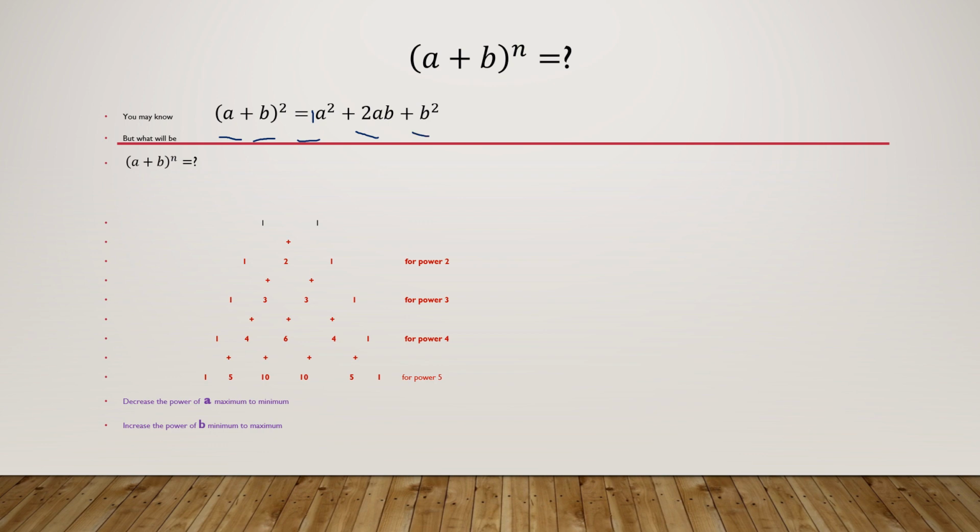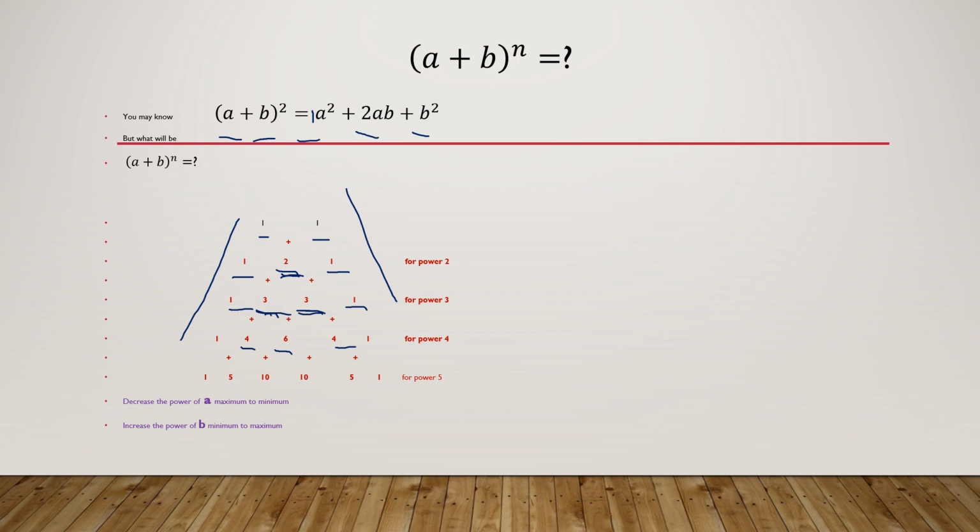What will be the coefficients when we use the higher formula? Let's make a pyramid in which 1 is written on both sides and the number in between them is written by adding the upper two numbers. So 1 plus 1 equals 2, 1 plus 2 equals 3, 2 plus 1 equals 3, 1 plus 3 equals 4, 3 plus 1 equals 4 and 3 plus 3 equals 6.